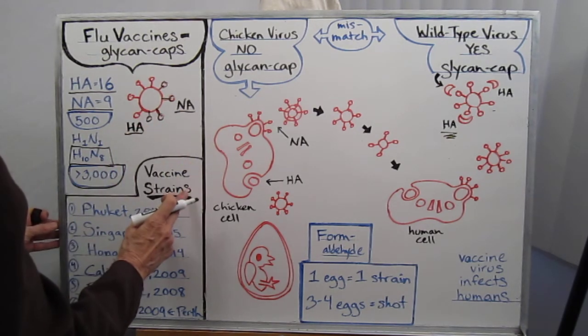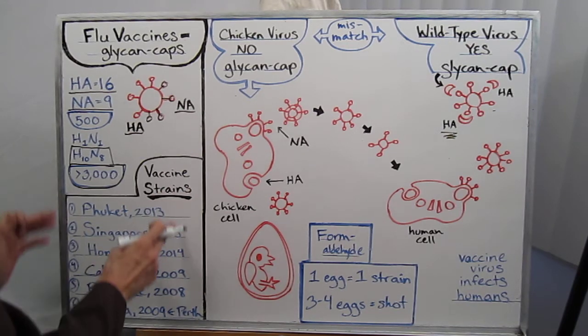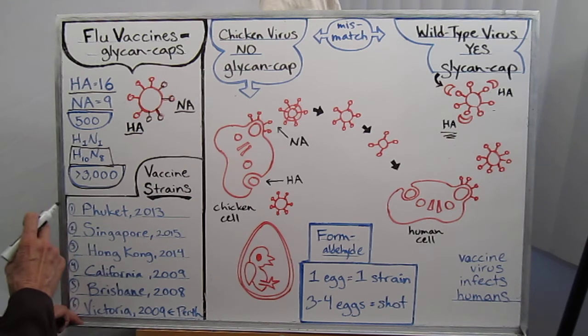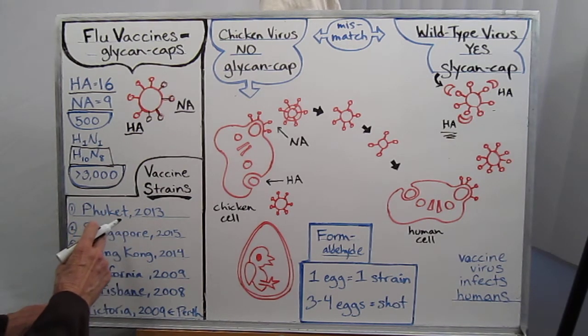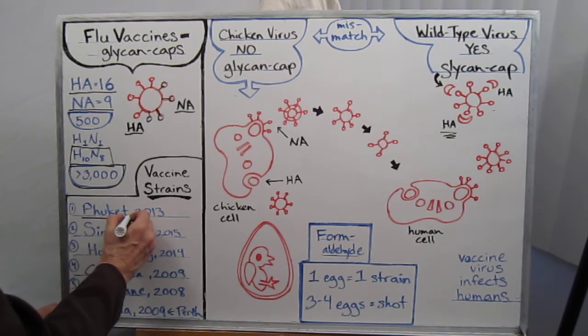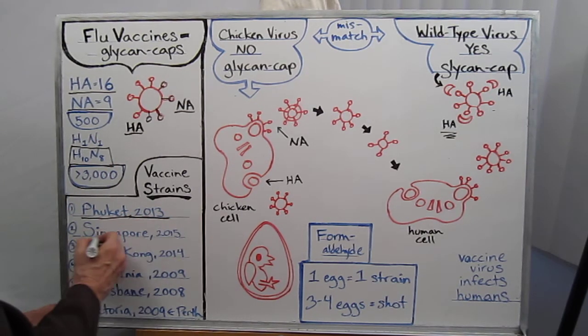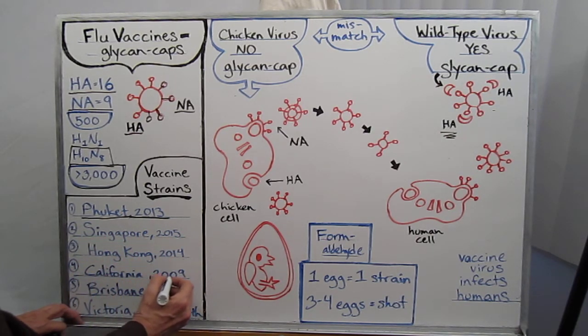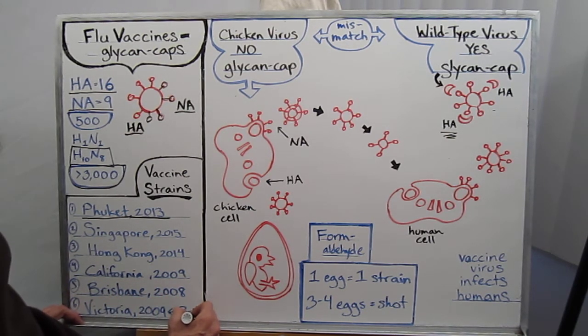The vaccine strains that they're using are these 6 main vaccines. They list the city they're from and the year in which they isolated that particular virus that they are growing for a vaccine. They have Phuket, which is Thailand 2013, Singapore 2015, Hong Kong 2014, California 2009, Brisbane 2008, and Victoria 2009, which came from Perth.